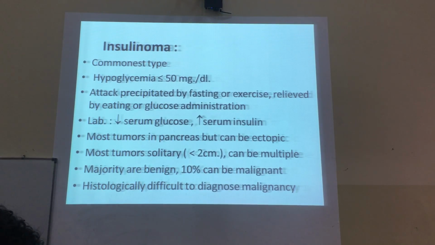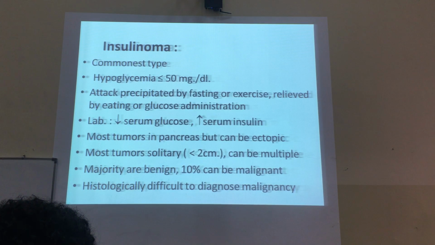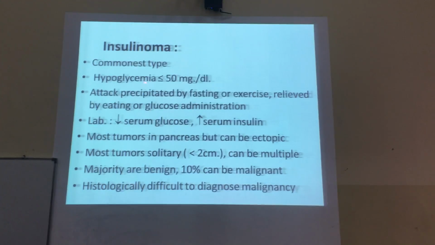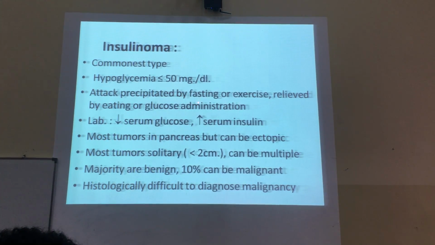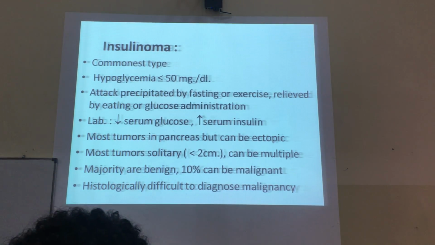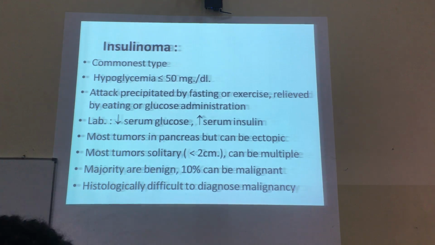The insulinomas are the commonest type. They present with hypoglycemia usually because the excessive insulin will digest any carbohydrate, any sugar. So the level of sugar will be very low, less than 50 milligram per deciliter. Attack is precipitated by fasting or exercise. So those people who have insulinomas and suddenly go for fasting or exercise, all the glucose which is present is consumed during energy production. At that time, the attack comes. So they go into hypoglycemia and end up in shock. In the laboratory, there will be decreased serum glucose and increased serum insulin. Obviously it is insulinoma, so there will be more insulin here.